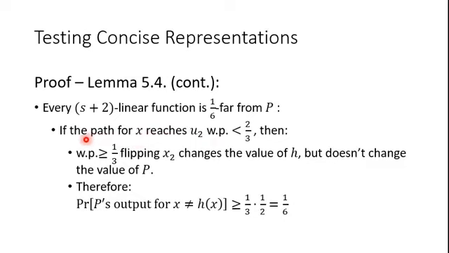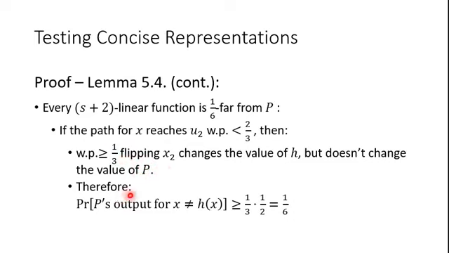So first we will look at the option that the path for x reaches U2 with some probability less than 2/3, and later we will see the opposite case. In this case, with probability at least 1/3, flipping x2 changes the value of H, as it is one of its s plus 2 variables, but it doesn't change the value of P. Why? Because we're looking at the case where x does not reach U2, so P will not be querying x2.